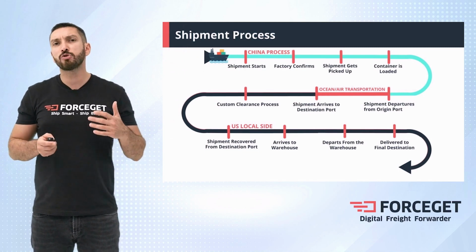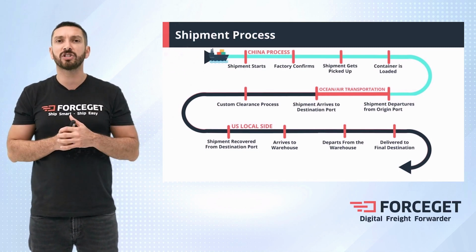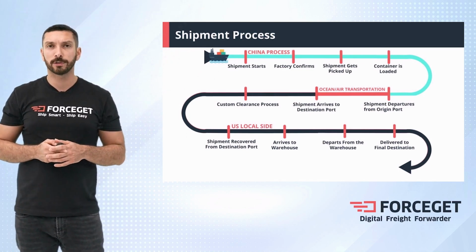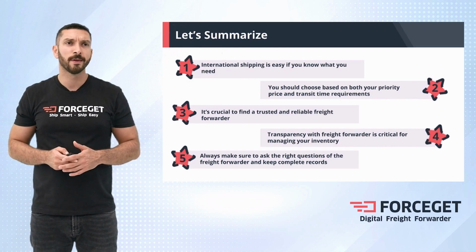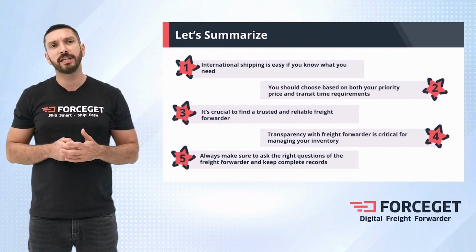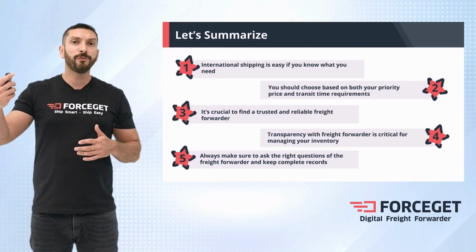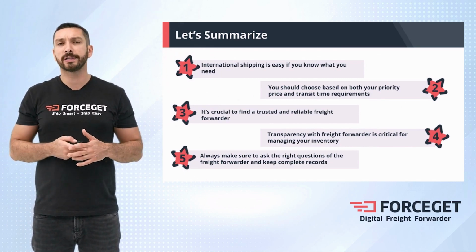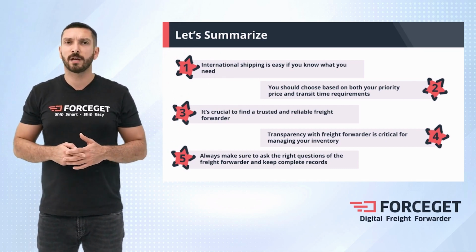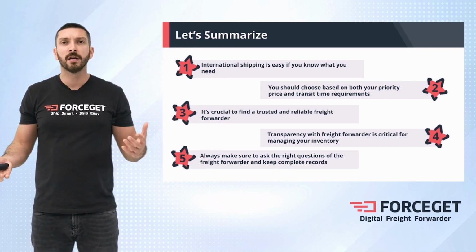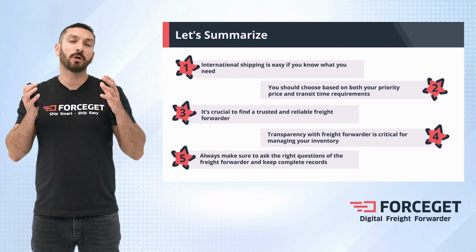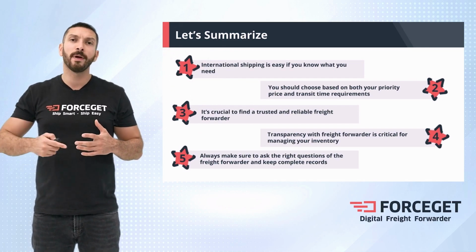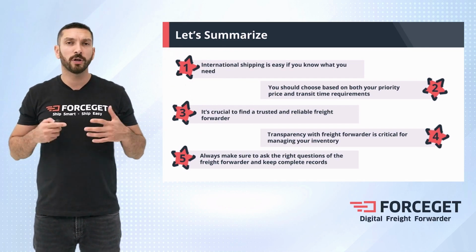That's why it's really important for you to understand the general international shipping process and ask the right questions of the right people at your freight forwarder. If we need to summarize, the international shipping process is actually easy if you know what you're doing or if you know which freight company you're working with. You should choose what the priority is. Is it the transit time? Is it the carrier? Is it the price? You need to make sure that you're calculating your inventory level and choosing the right shipping term according to your budget and your inventory needs.